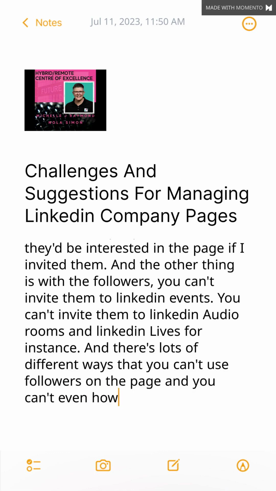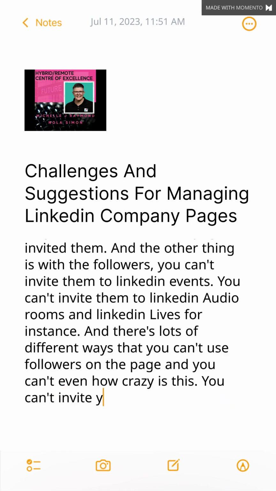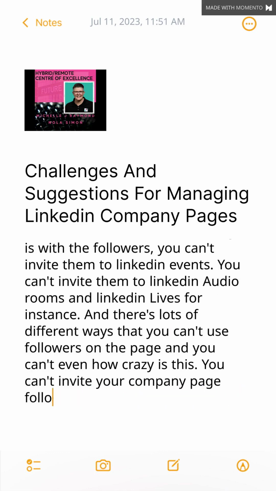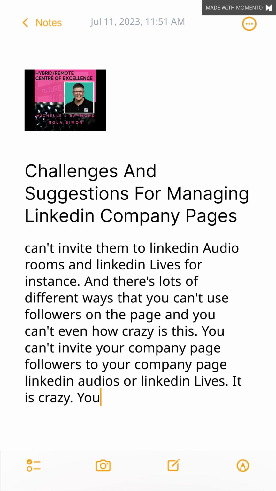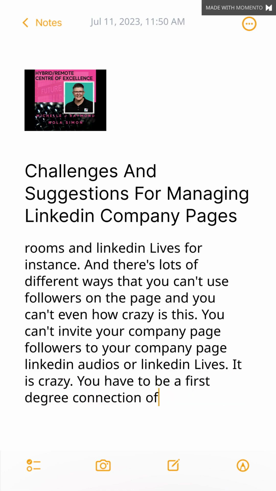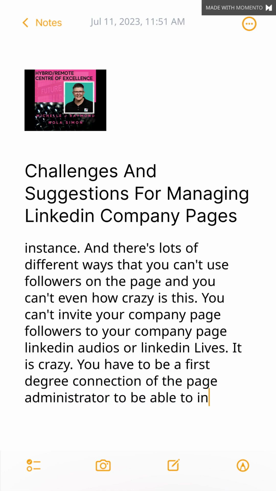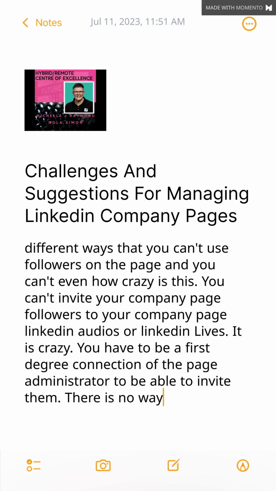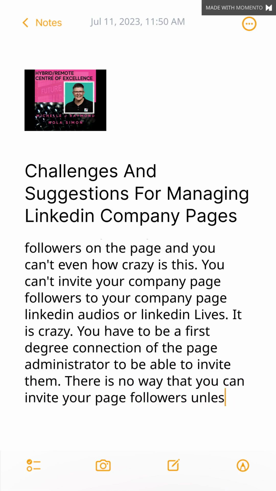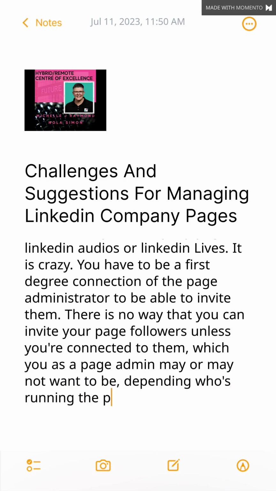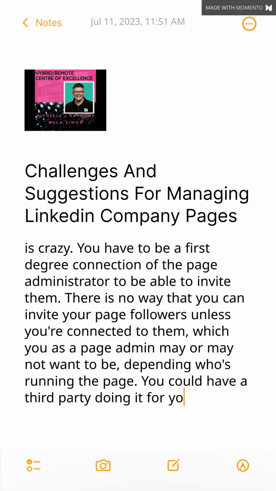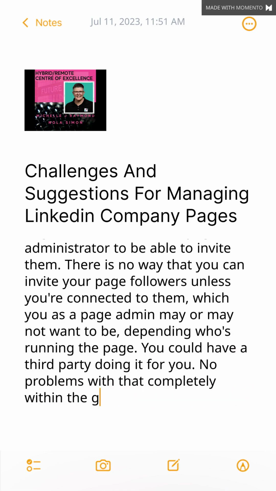And you can't even, how crazy is this? You can't invite your company page followers to your company page LinkedIn audios or LinkedIn lives. It is crazy. You have to be a first degree connection of the page administrator to be able to invite them. There is no way that you can invite your page followers unless you're connected to them, which you, as a page admin, may or may not want to be, depending who's running the page. You could have a third party doing it for you. No problems with that, completely within the guidelines.